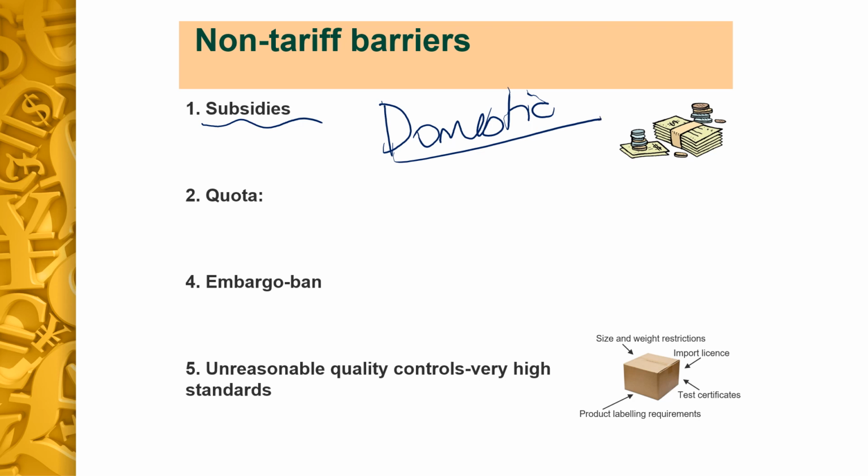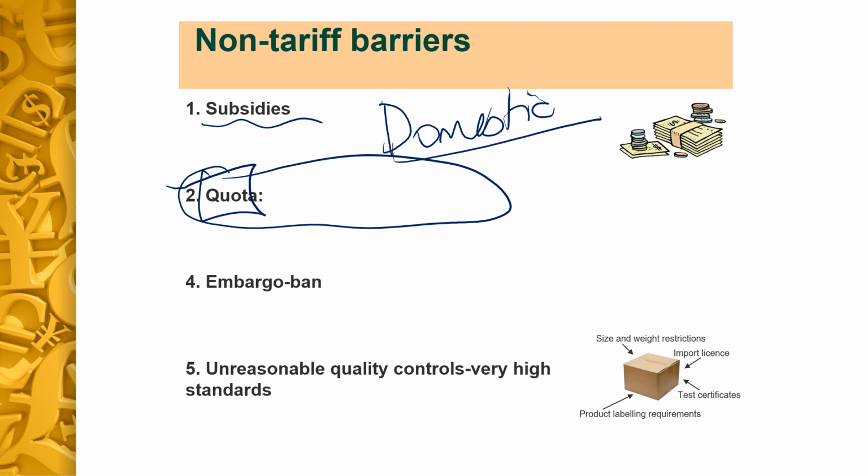The second one is quota restricted supply of imports. What is a quota? A quota is a limit on the quantity of goods imported. Okay, so they put a limit on the volume of an imported good allowed into a country. So they make less goods imported.